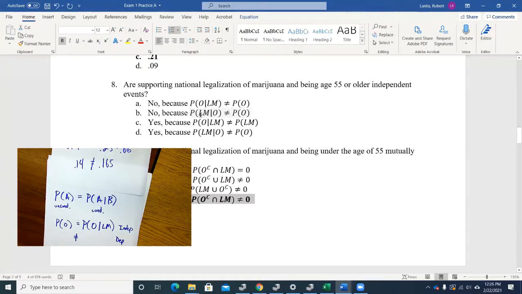Here I'm comparing the probability of LM to the probability of O. That doesn't make any sense. I have to be comparing the conditional and the unconditional probability of the same event. So right away we could rule out B. Here, same thing. We're comparing two different events. And down here, we're comparing two different events. We can rule out every single answer here without even checking with the numbers. Now, what if I had flipped one of these so that we actually did have to check it?